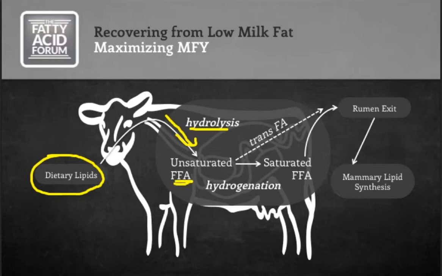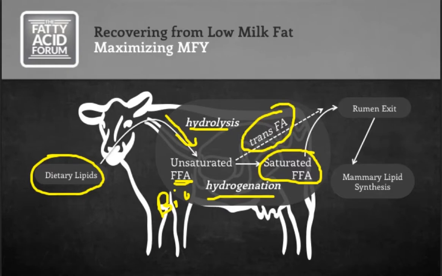The microbes in the rumen are going to try to remove the double bonds in these unsaturated fatty acids through a process called hydrogenation. And we normally call this biohydrogenation because it's occurring through the work of the microbes. This process of biohydrogenation, when it goes to completion, results in saturated free fatty acids, but we also have a number of intermediates in this process that pass out of the rumen, are absorbed by the animal, and end up having an effect in the mammary gland on milk fat synthesis.